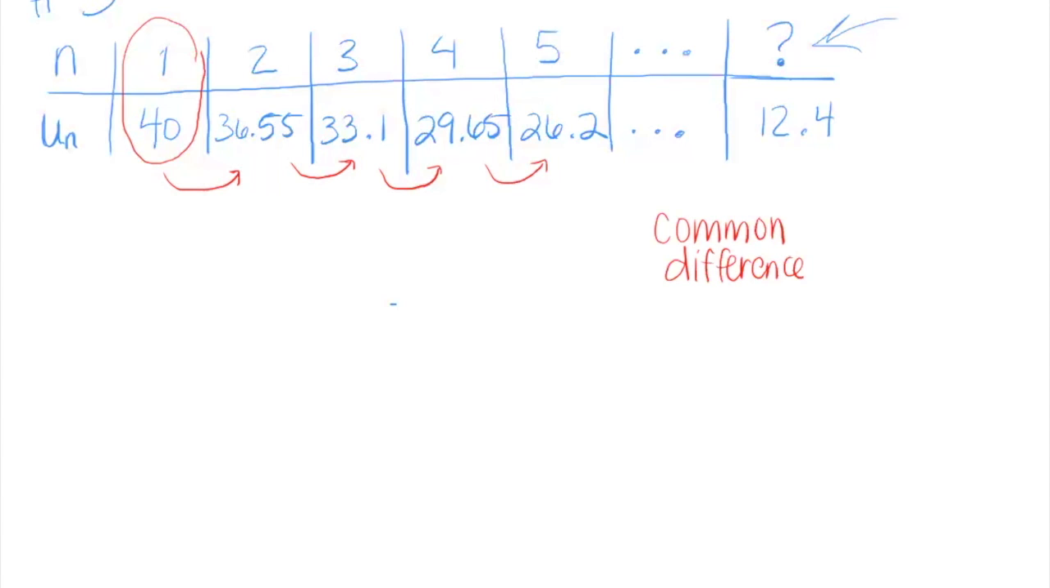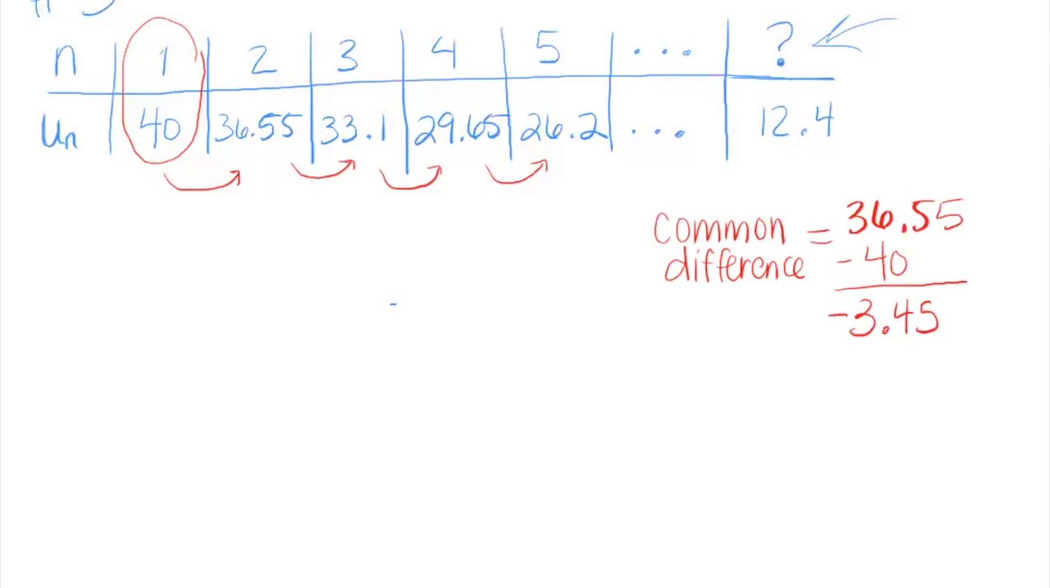So if I subtract the second term from the first term, actually the first term from the second term, then I can figure out the common difference and how much it's changing every time. So 36.55, take away 40, that means it was going down by 3.45.